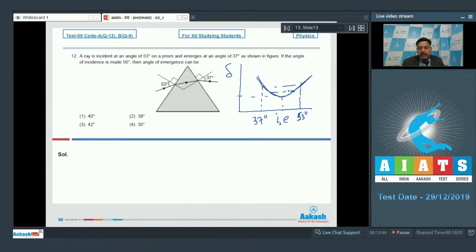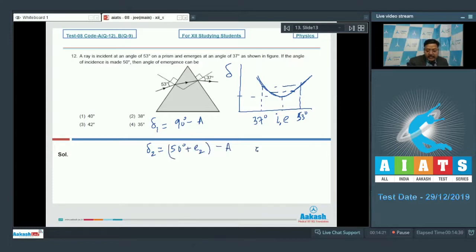One, the angle of deviation is being reduced. Now what is the expression for the angle of deviation initially? Let's call it delta 1, the initial angle of deviation. It was I plus E, and I plus E initially was 90 degrees, minus the angle of prism. And in the second case, delta 2 will be equal to 50 degrees, because that's the angle of incidence, plus, let's say, E2 minus A.